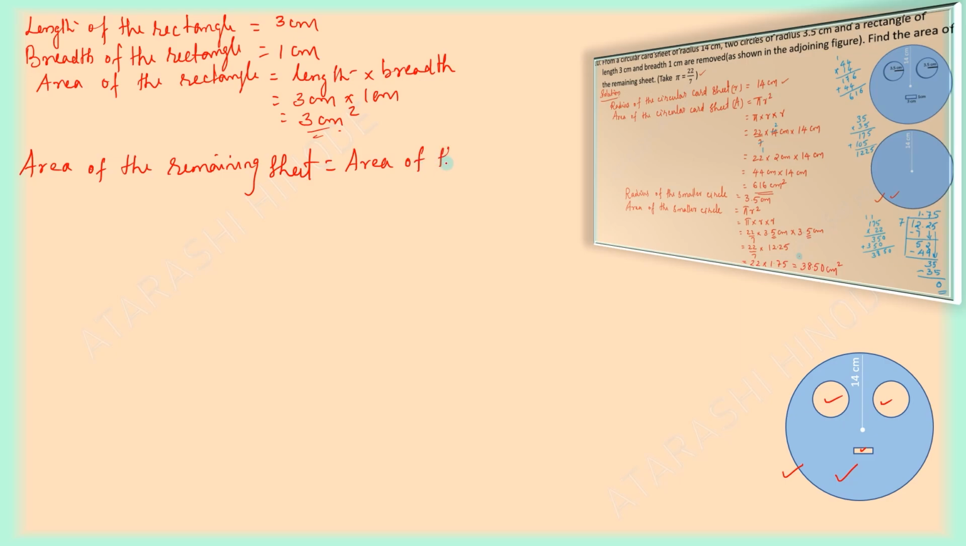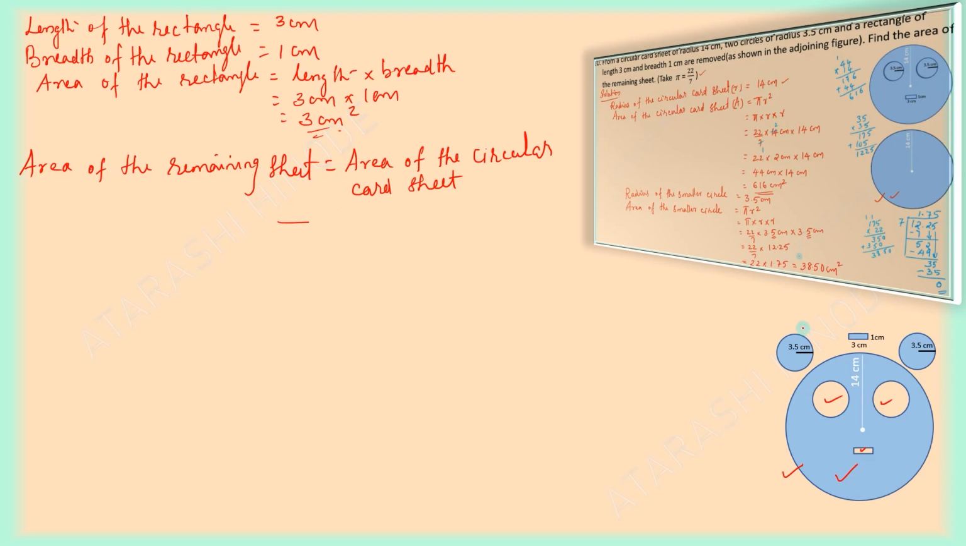area of the circular card sheet minus. Now, for subtracting the areas of these three shapes, you can subtract these areas separately, or you can add these areas, and after that you can subtract that sum from this area. Here I am going to subtract separately.